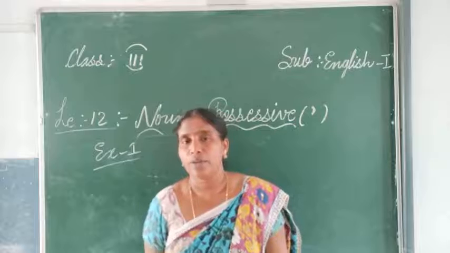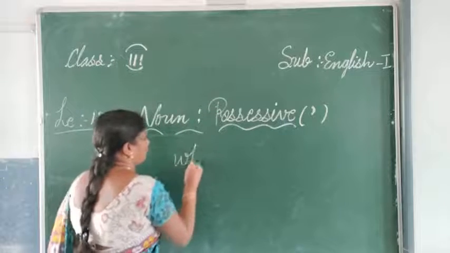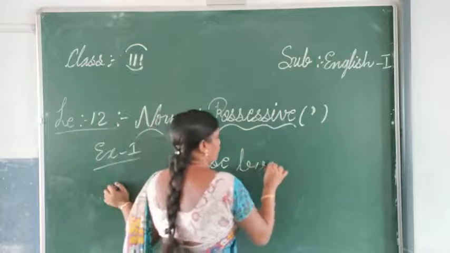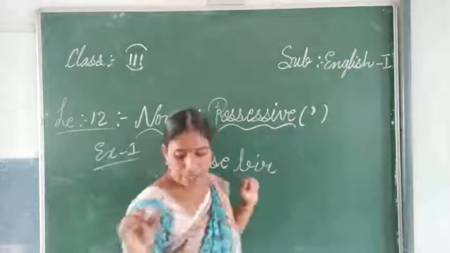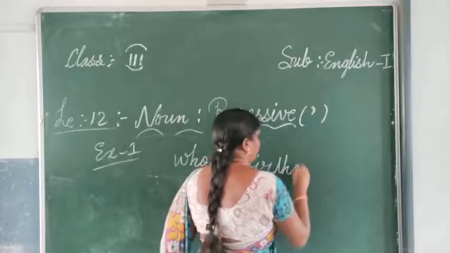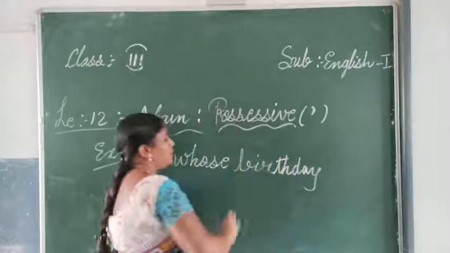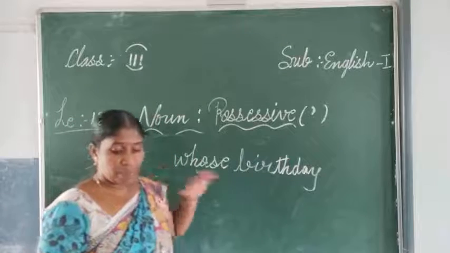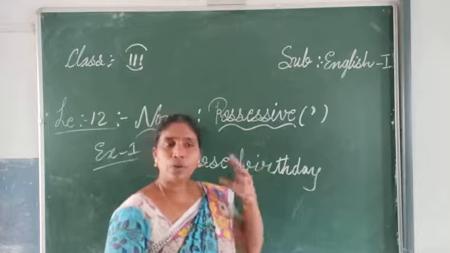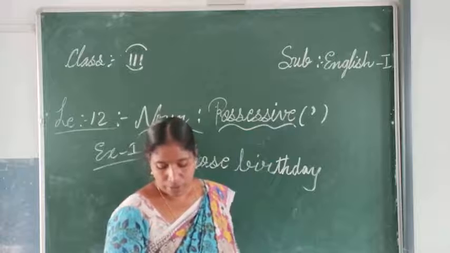Whose birthday? What word have we used here? Whose birthday? What particularly are we asking there? Whose birthday? Means the birthday of Sheila. Instead of saying the birthday of Sheila, you want to ask whose birthday? Then the birthday of Sheila.